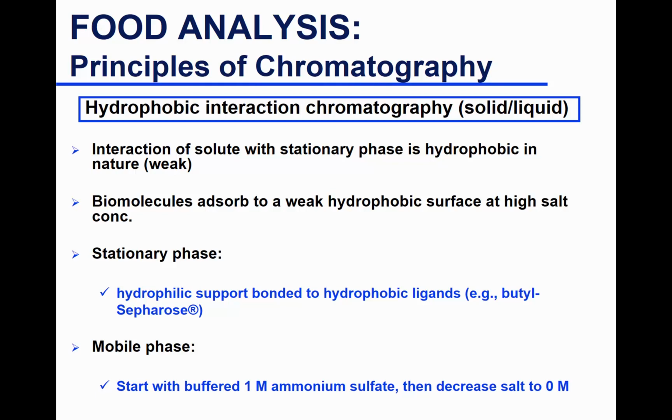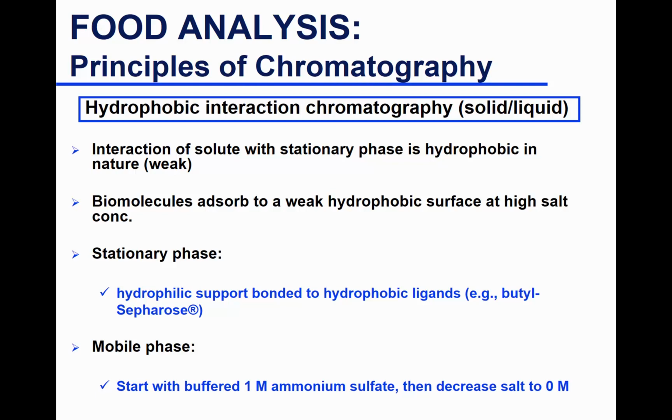So biomolecules adsorb to a weak hydrophobic surface at high salt concentration. Hydrophobic interaction chromatography is mainly done for proteins, okay? Proteins have a hydrophobic surface, but also have charge on the surface. In order for the protein to interact with the hydrophobic surface, you add salt, and the salt kind of masks the charges, and then the protein becomes hydrophobic and precipitates on the column.